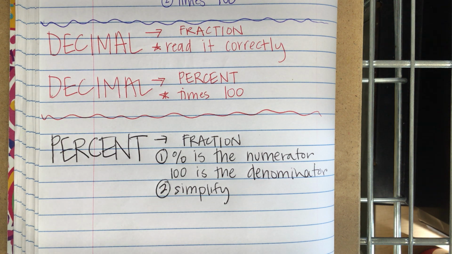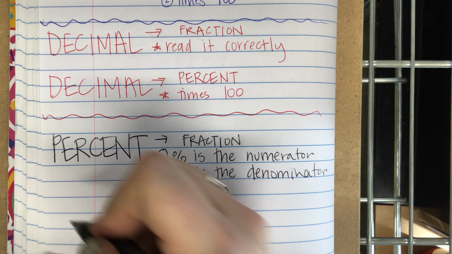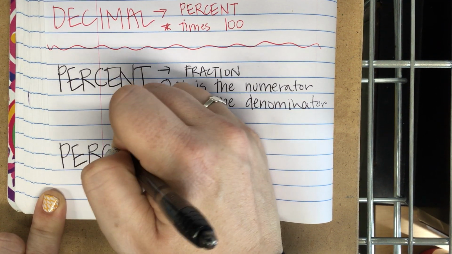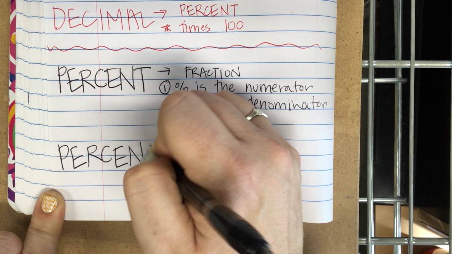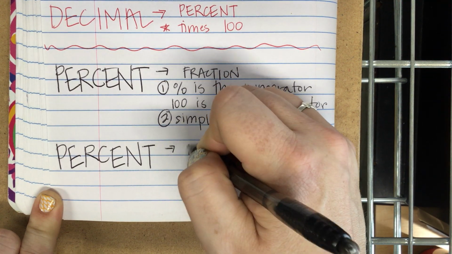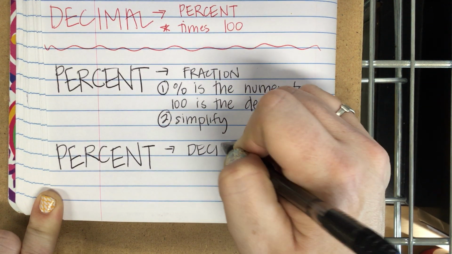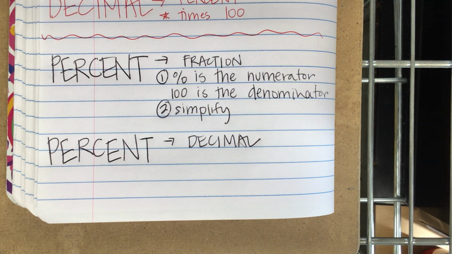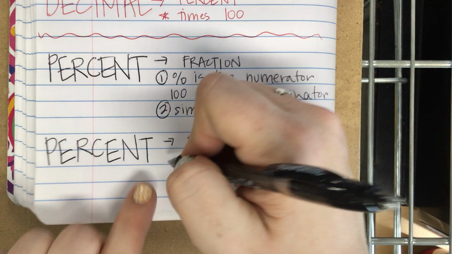What if you have a percent? How would you change a percent to a decimal? How? You also divide by 100. You would divide by 100.